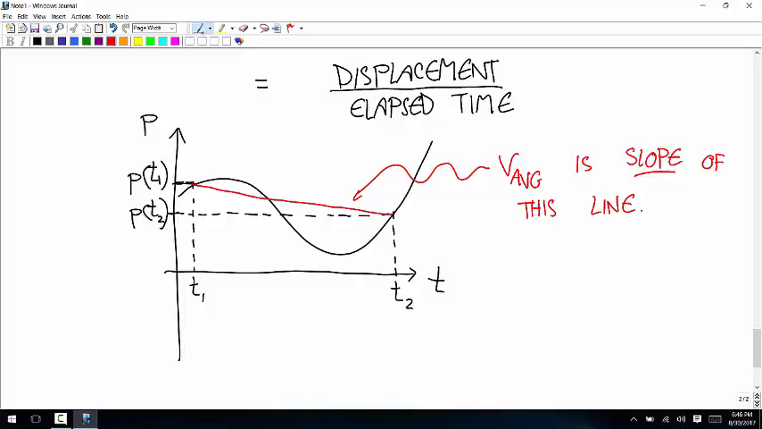So anytime you start and end in the same spot, your average speed can be non-zero, but your average velocity has to be 0 because your displacement is 0.